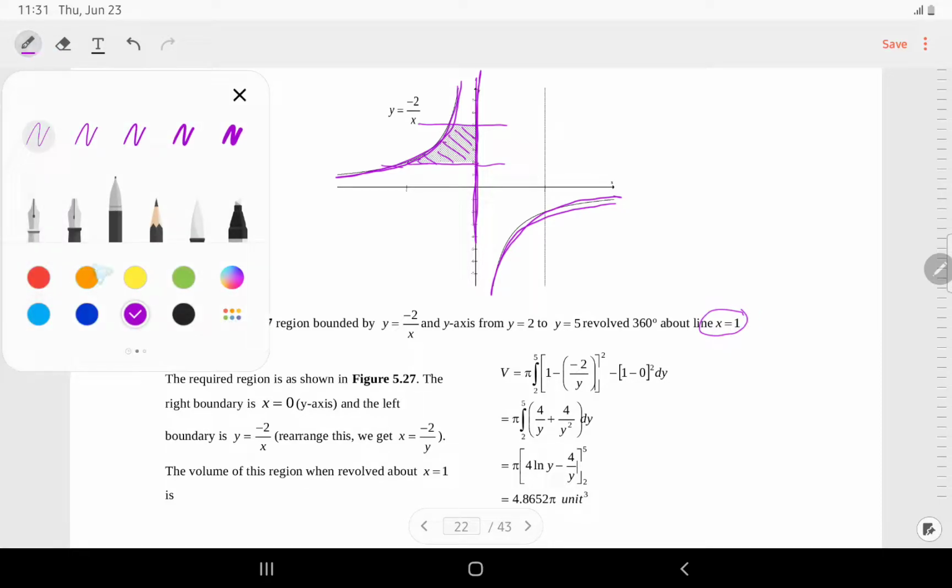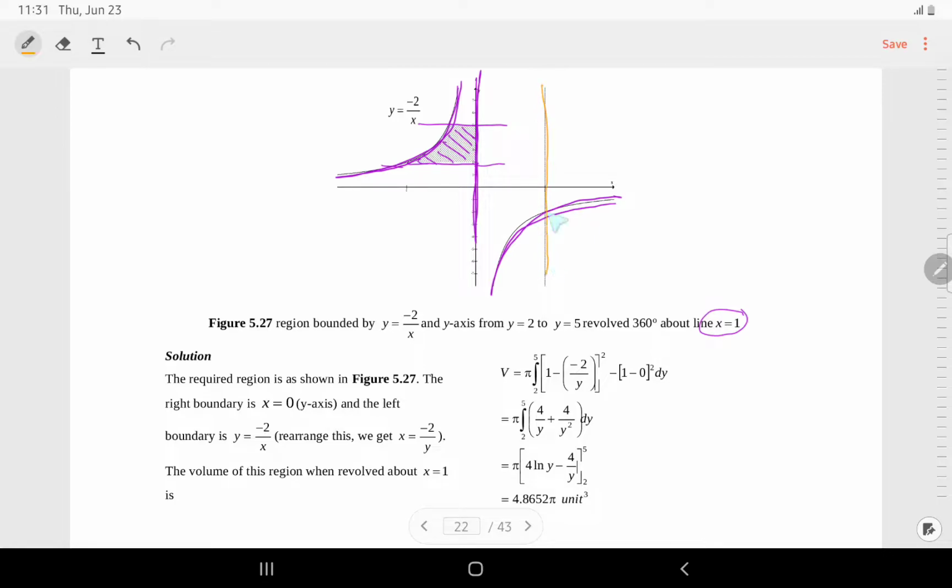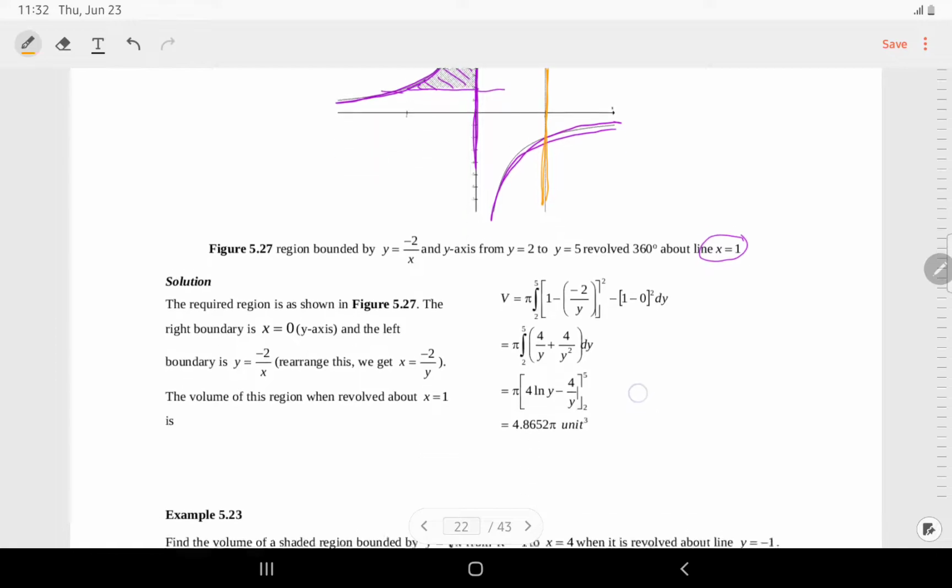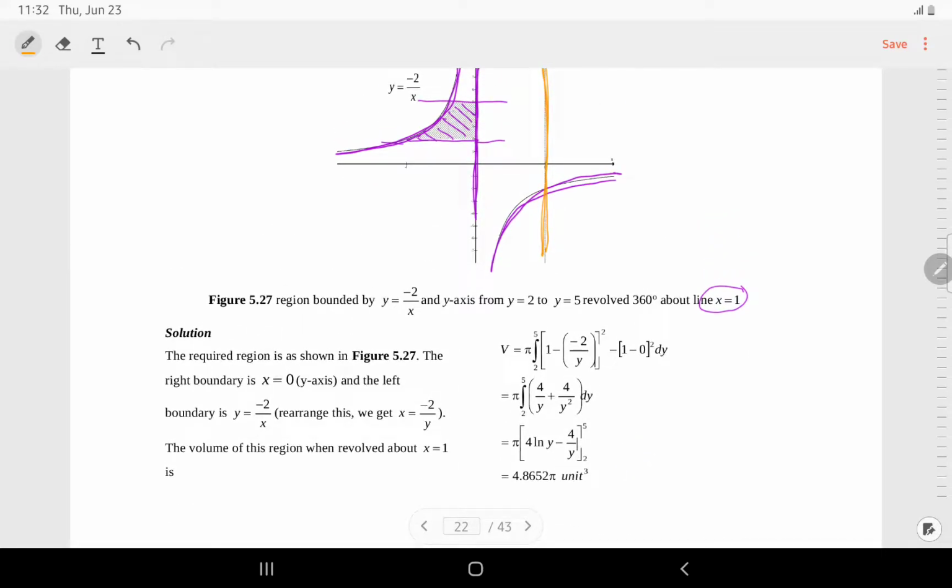So line x equal to 1 yang mana? Yang ni. Okay, ni adalah axis of revolution dia. So axis of revolution dia bentuk vertical dan dia sebelah kanan shaded region. So kita akan gunakan theorem 5.8. Okay, so 5.8 formula dia V equal pi integral of (k minus left function) squared minus (k minus right function) squared. Okay, yang ni left, yang ni right function.